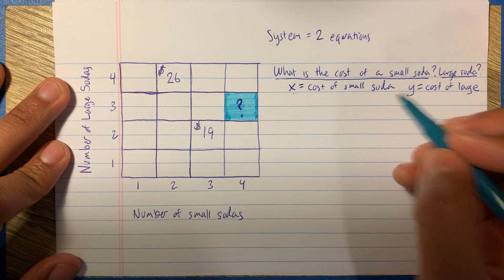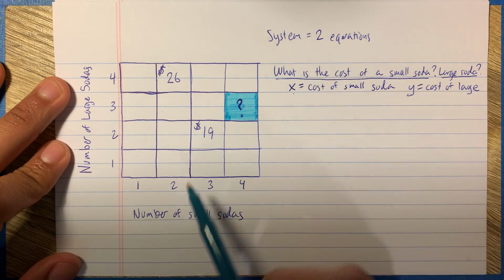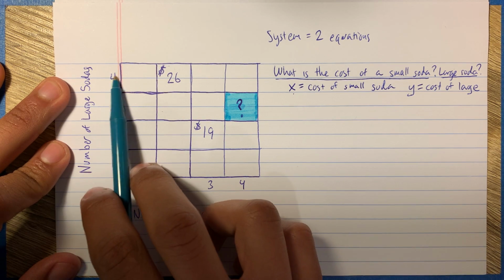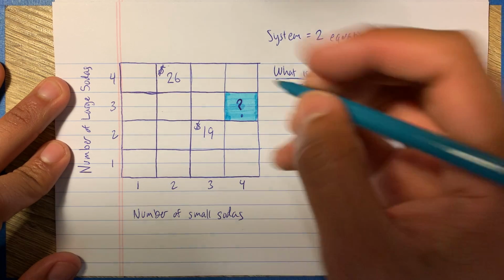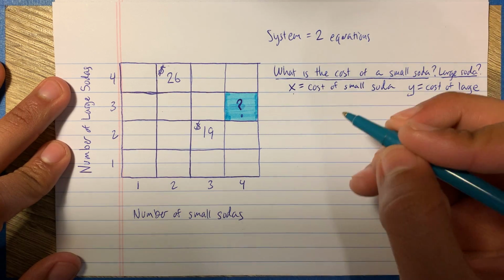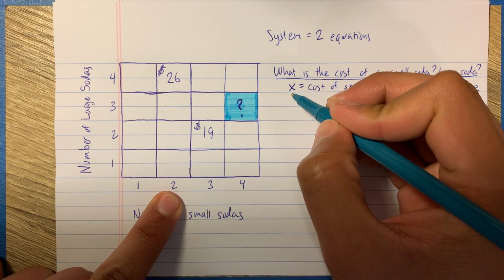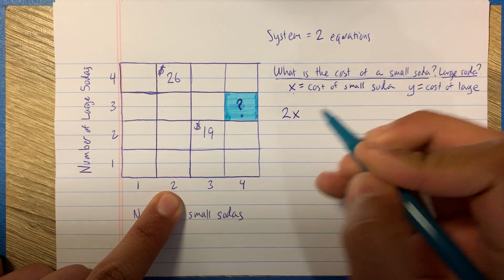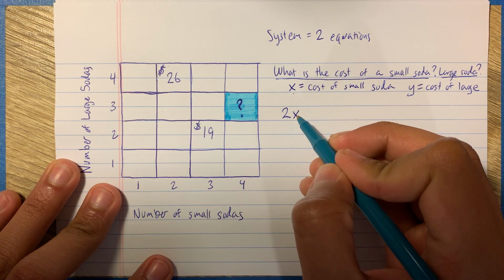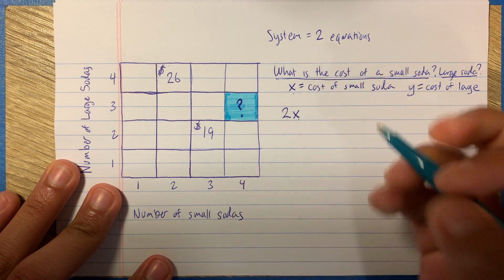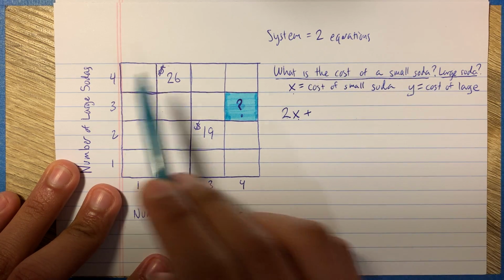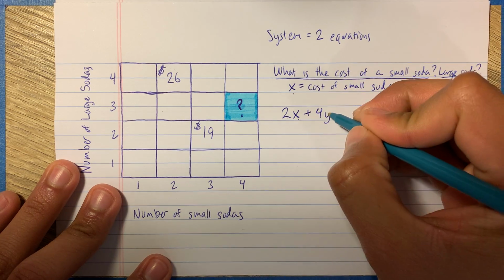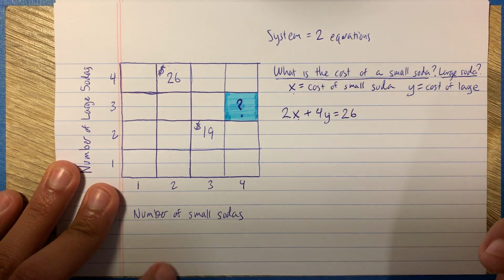That's what I'm looking for, so I have to make variables to represent each of those. Well, I have information that will help me start this. I know that if I buy 2 small sodas and add the cost of 4 large sodas, I'm going to get 26. So I just need to represent that as an equation. If I buy 2 small sodas, the cost is going to be 2 times the cost of a soda, which gives me the total cost of both. And then if I add 4 times the cost of the large sodas, I'm going to get a grand total of $26, okay?